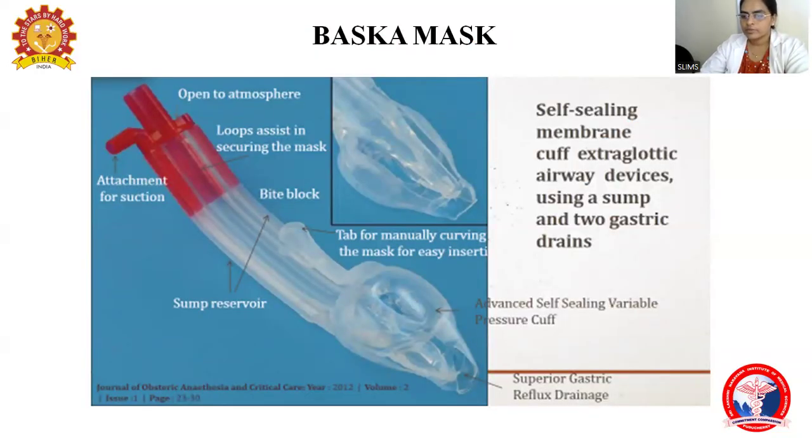This is the i-gel, which is showing a bite block and the reservoir attachment. There is an attachment to the suction, and there is a cap for manually curving the mask for easy insertion. It is a self-sealing membrane extraglottic airway device using a sump and two gastric drains.